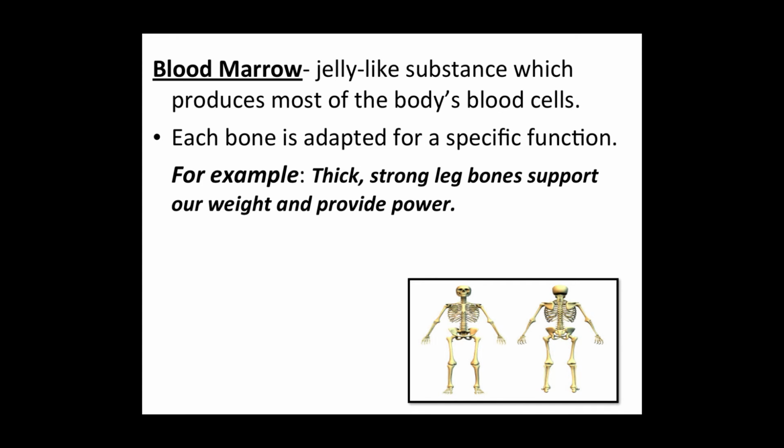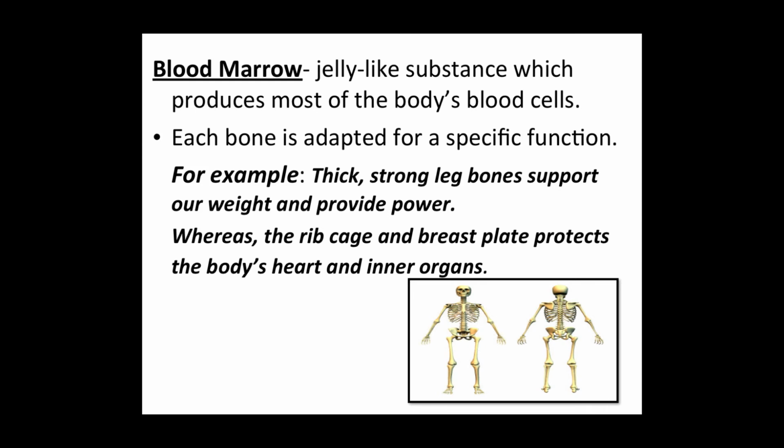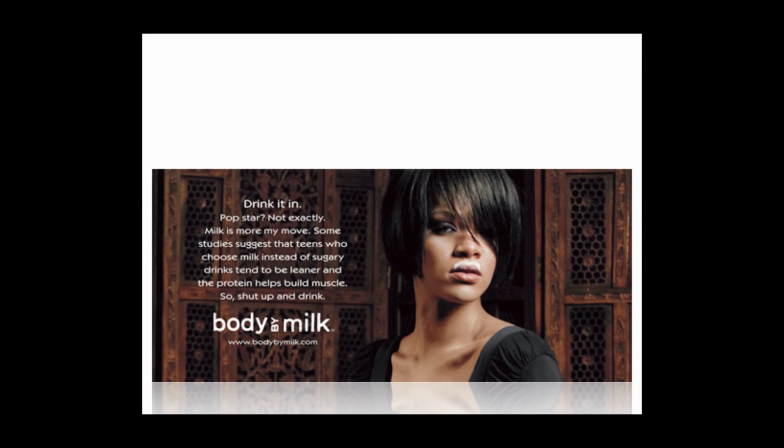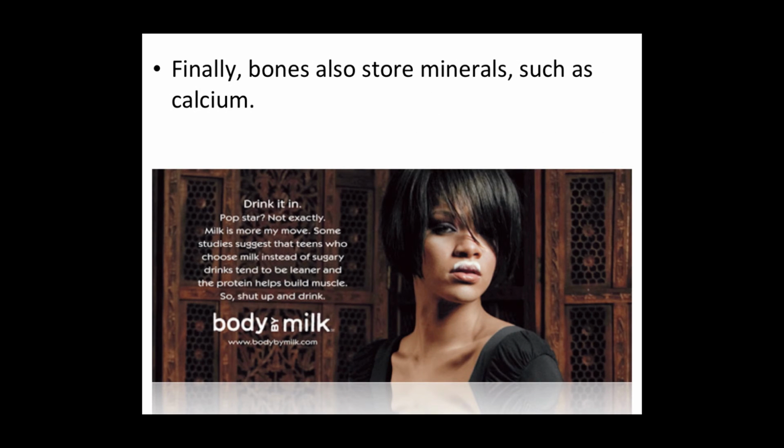Each bone is adapted for a specific function, as we wrap this up. For example, thick, strong leg bones support our weight and provide power. Also, the rib cage and the breastplate protect vital organs like the heart, lungs, liver, kidneys, and so on. Got it? Last but not least, and we can't forget the fourth function, our bones store minerals such as calcium. So you're talking about vitamin D, potassium, vitamin C, all the minerals and vitamins that your body needs. When it's not using them, they're stored in our bones.